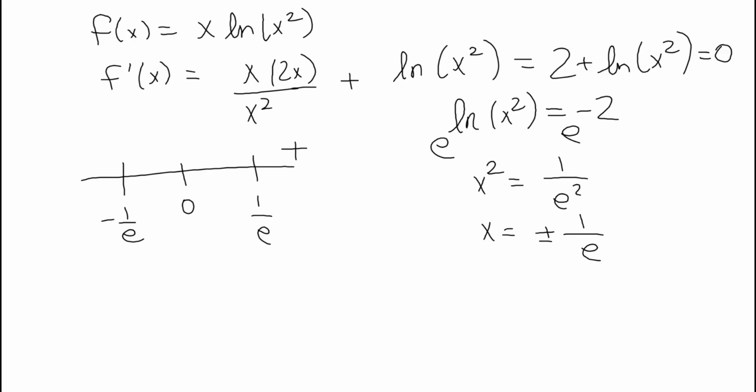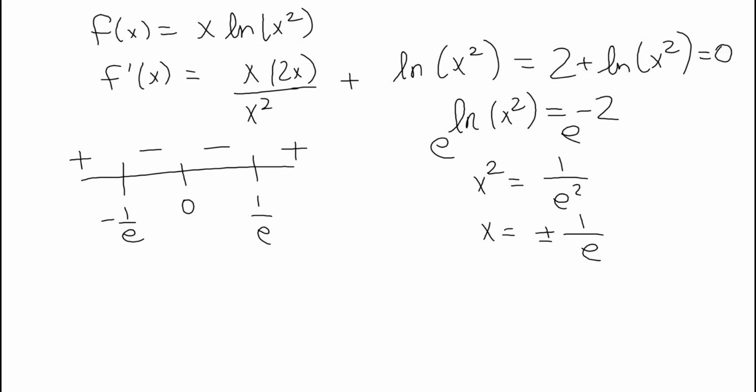And if we put in something like negative a billion, we get 2 plus the natural log of a really big number, which is still going to be positive. If I put in something between 0 and 1 over e, like 1 over 1,000, the natural log of 1 over 1,000 squared is a really, really big negative. So 2 minus a really big number is going to be negative. The same is going to happen here.